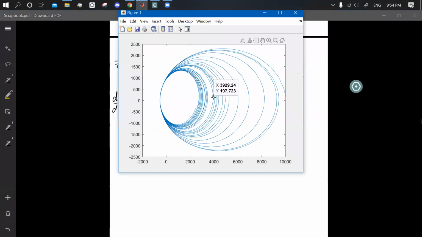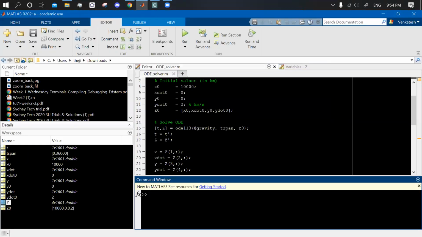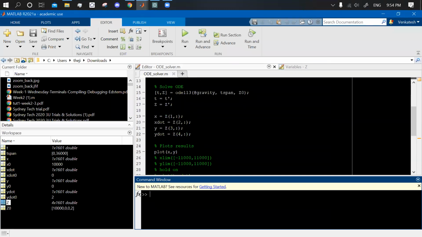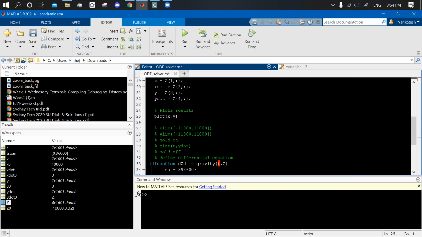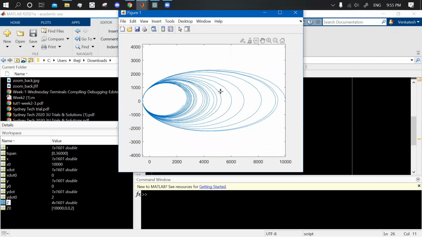Oh, there it is. There's your orbit. Look at that. Now, if I enforce the axes to be equal, I think that should work fine then. Yes, equal. Doing this again, this is how the orbit now looks.